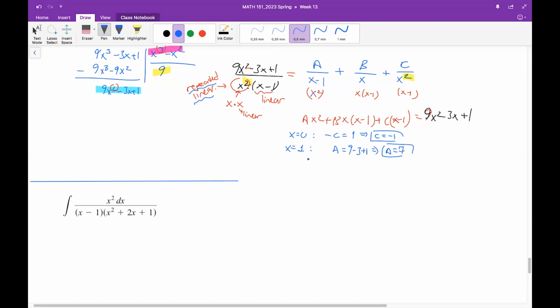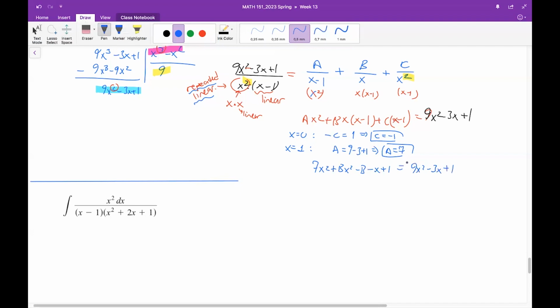To find the final coefficient B, there is no other root here. I used all the roots. So to find B, what should you do? You should insert these values into your equation. Let's insert them. A is 7. I don't know B yet, so B x squared minus B, I did this computation, and C is minus 1. So I just insert it. C is minus 1, minus x plus 1 should be 9x squared minus 3x plus 1.